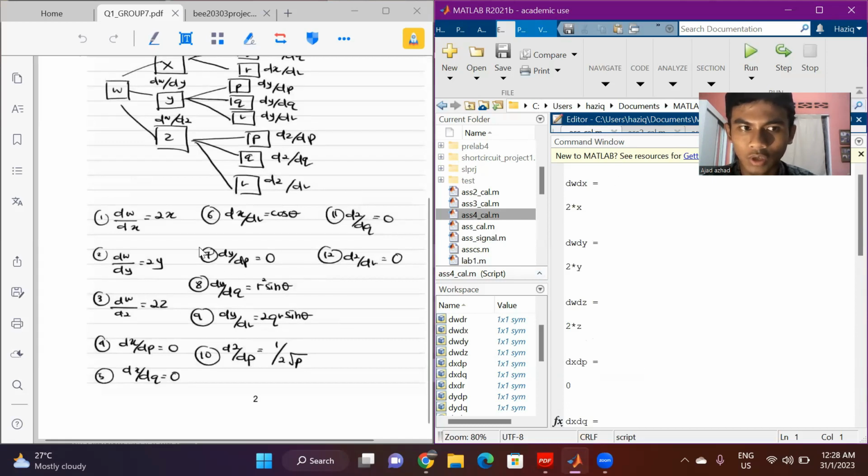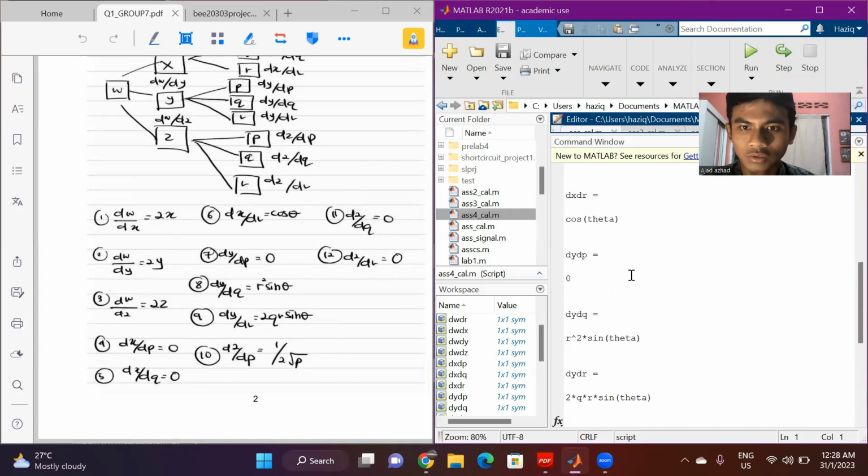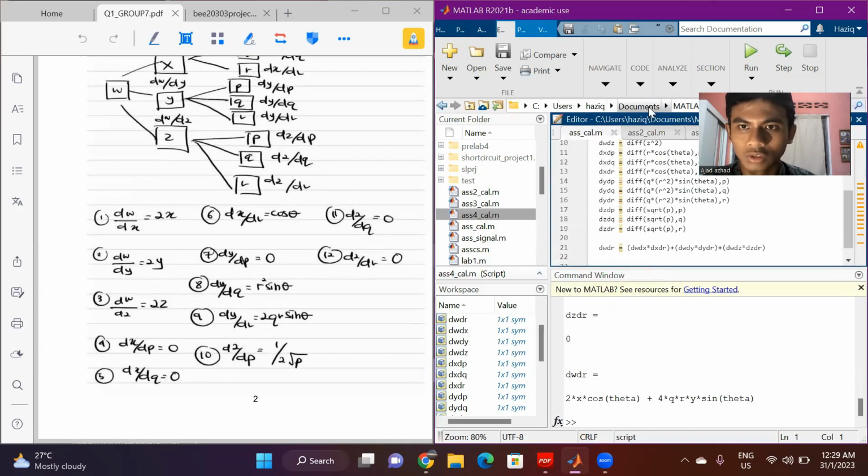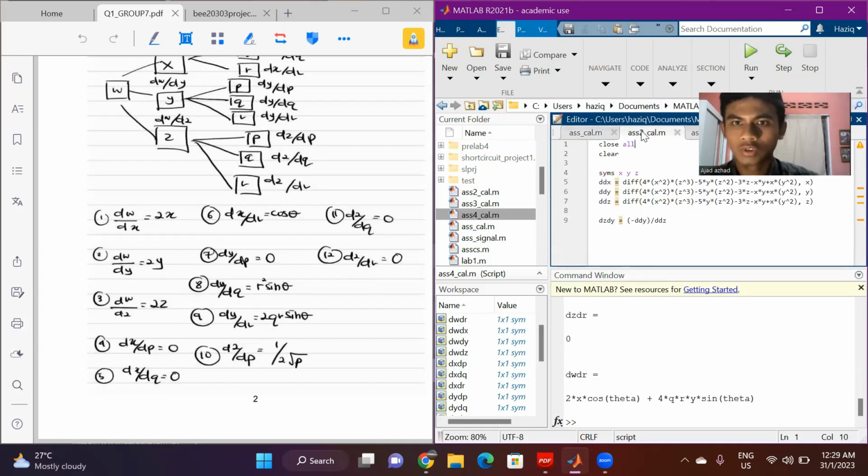Just to x, to x, to y, to z, 0, 0, cos theta, 0, r squared sin theta, 0, similar to our manual calculation. So we will move to the second question, which is question number 1A, development.